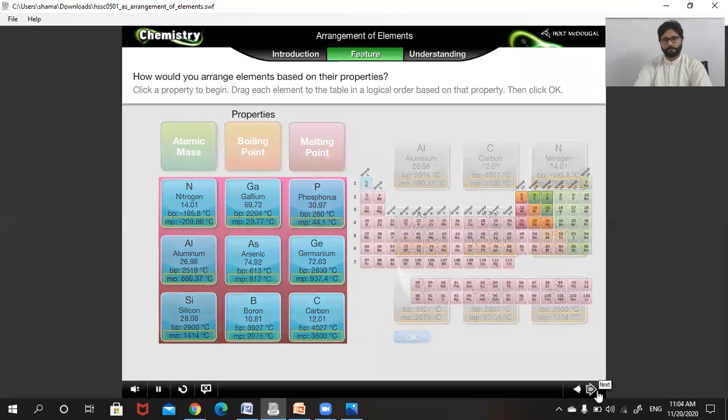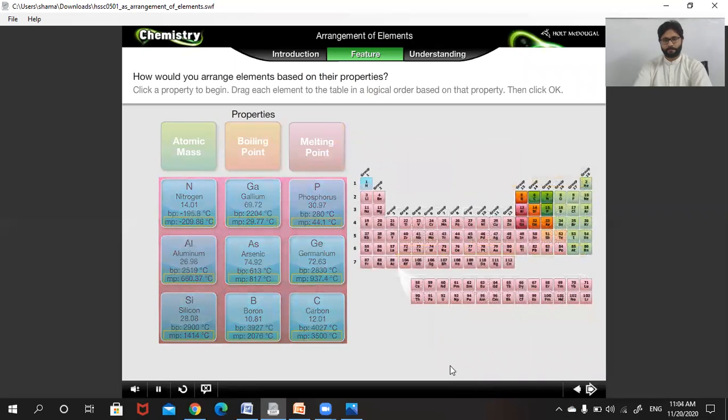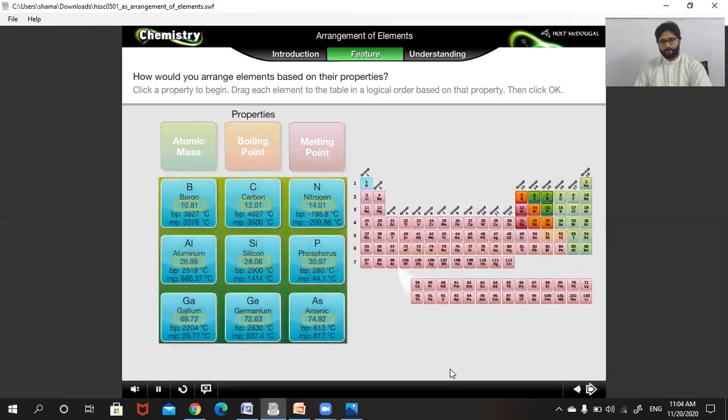As you just saw, the elements are placed in a different order based on each property. Mendeleev went through a similar exercise when he developed his early periodic table. He noticed that some properties repeated when the elements were arranged by increasing atomic mass. The idea of repeating or periodic properties led to the modern arrangement of the periodic table.